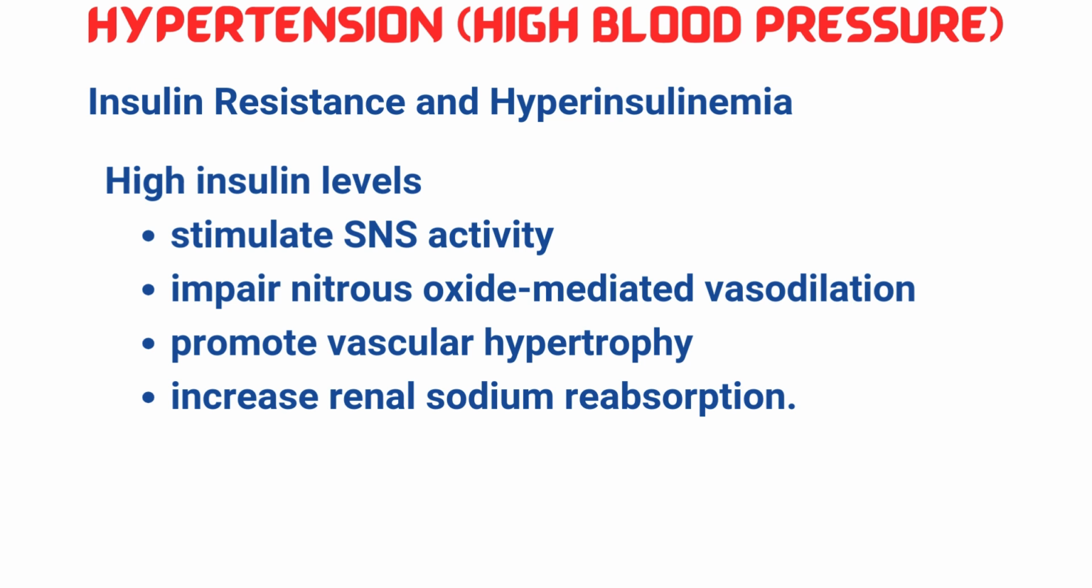Insulin resistance and hyperinsulinemia. Defects in glucose, insulin, and lipoprotein metabolism are common in primary hypertension. These defects are not present in secondary hypertension and do not improve when primary hypertension is treated. Insulin resistance is a risk factor in the development of hypertension and CVD. These high insulin levels stimulate SNS activity, impair nitric oxide-mediated vasodilation, promote vascular hypertrophy, and increase renal sodium reabsorption.